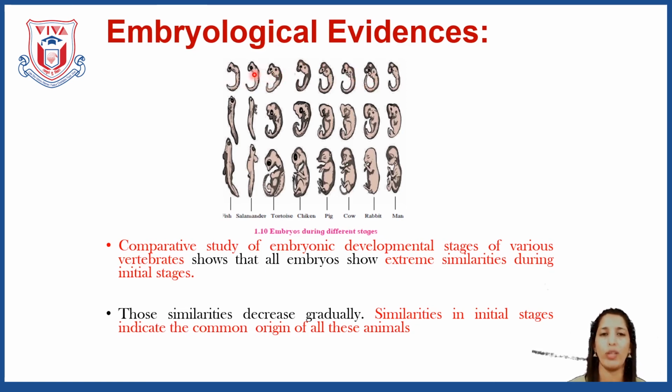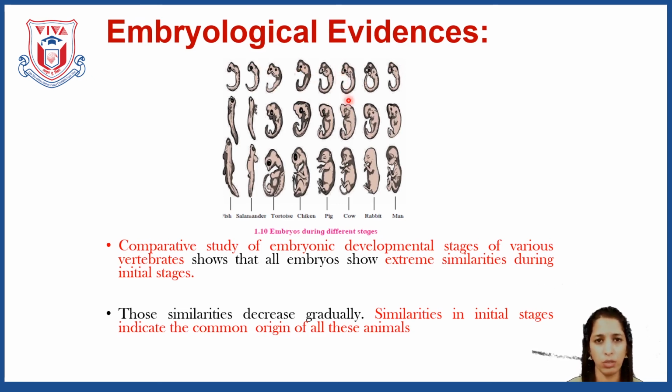So when we study this comparative study of embryonic development stages of various vertebrates, it shows that all the embryos show extreme similarities at the initial stage. But once they start developing, these similarities gradually decrease. On the initial stage you can see they are more similar, but once they start developing, they show the differences. This similarity in initial embryonic stages indicates that they have a common origin.